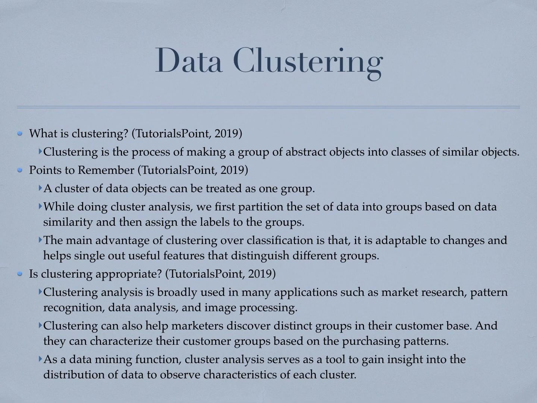Data clustering. What is clustering? Clustering is the process of making a group of abstract objects into classes of similar objects. Some points to remember. A cluster of data objects can be treated as one group. While doing cluster analysis, we first partition the set of data into groups based on data similarities and then assign the labels to the groups. The main advantages of clustering over classification is that it is adaptable to changes and helps single out useful features that distinguish different groups.